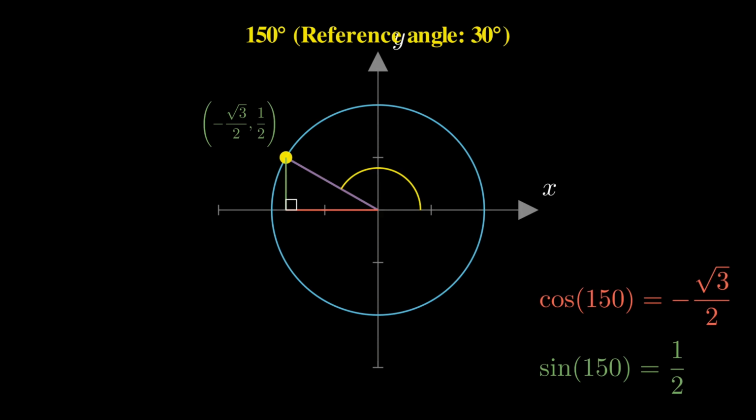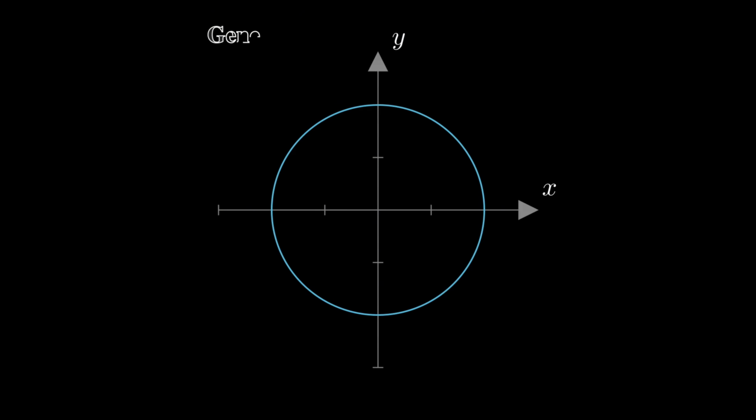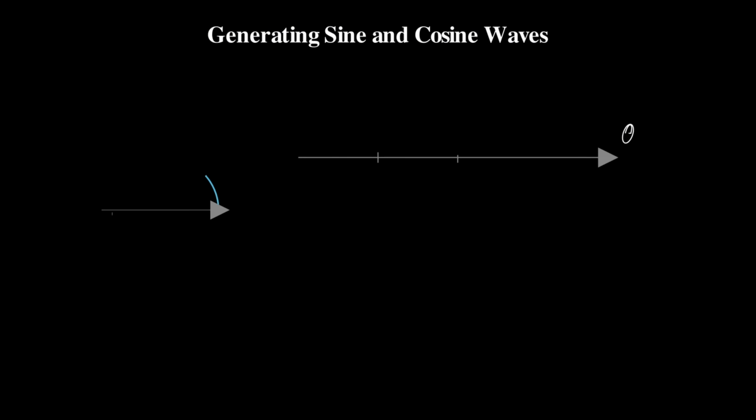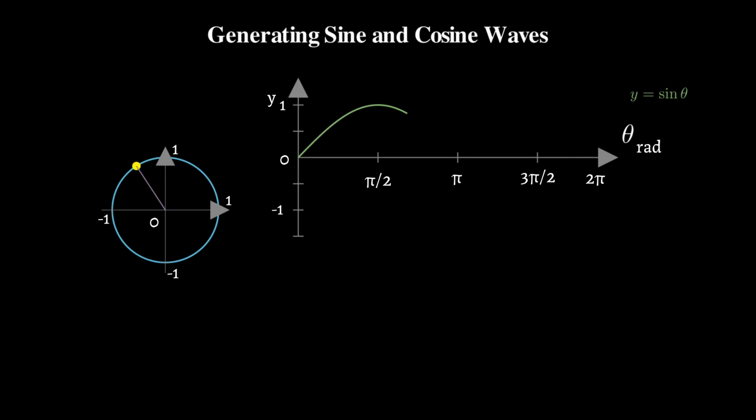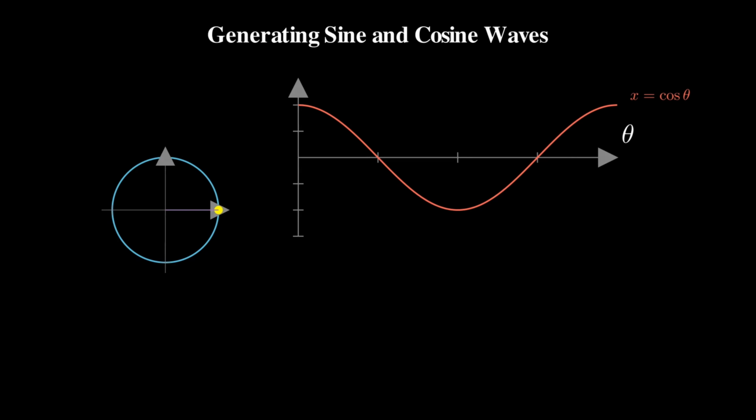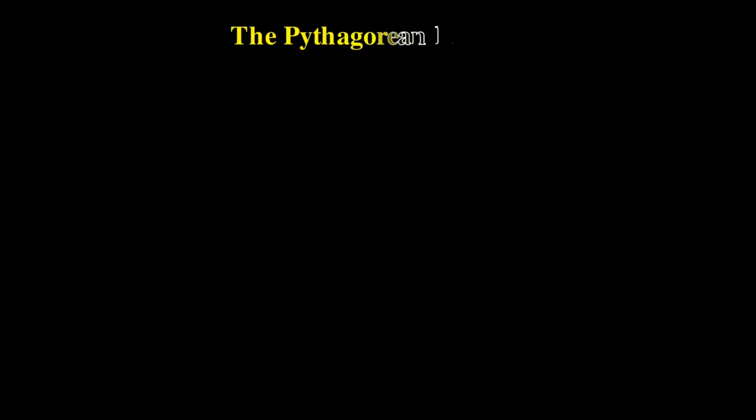This is the most beautiful part. By plotting the sine value, the y-coordinate, as we go around the circle, we generate the sine wave. Similarly, the x-coordinate gives us the cosine wave. The unit circle is the source of these fundamental waves.